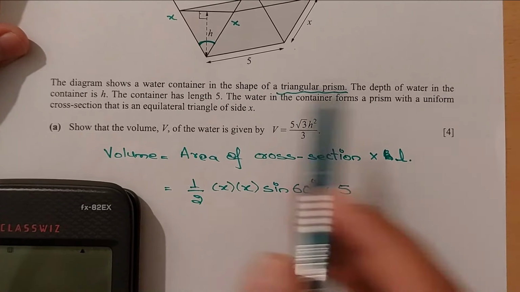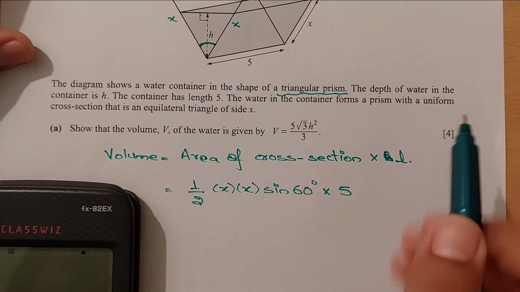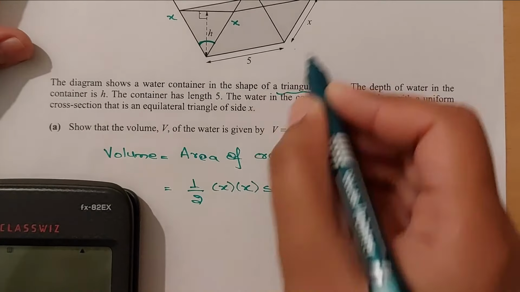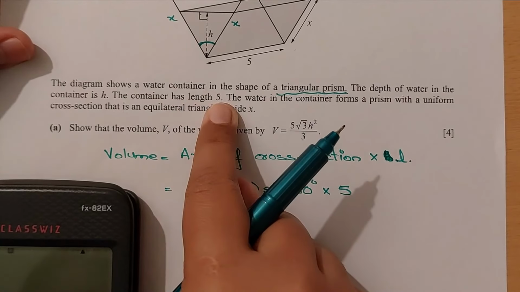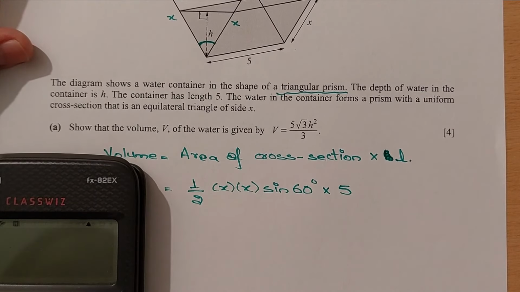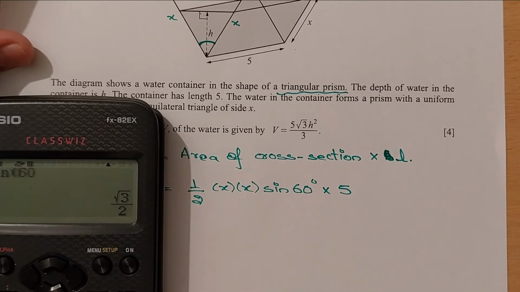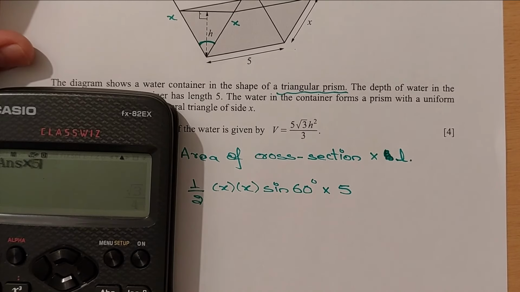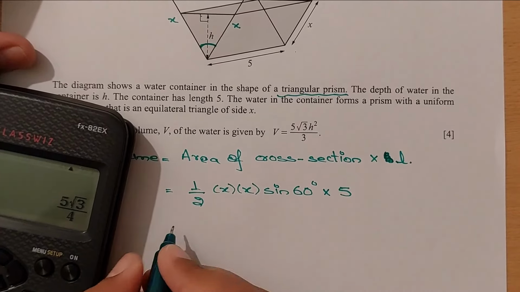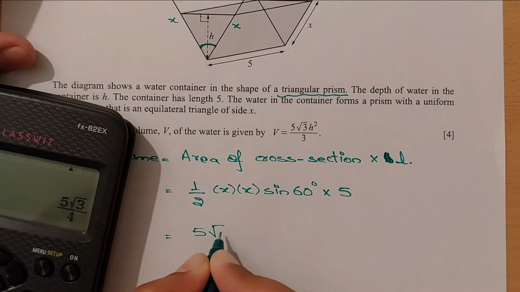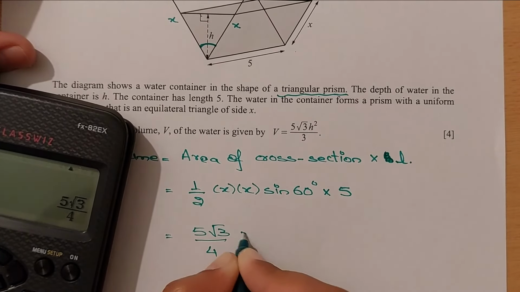They already have the variable h in the question, so I use the length here. The length we have is 5. We are given the container has a length of 5, right? So let me simplify this. It is in degrees, so convert my calculator into degrees. Sine of 60 degrees is square root of 3 by 2, and times 1 divided by 2 is square root of 3 by 4, and then times 5 is 5 square root of 3 by 4 x squared. 5 square root of 3 divided by 4 x squared.